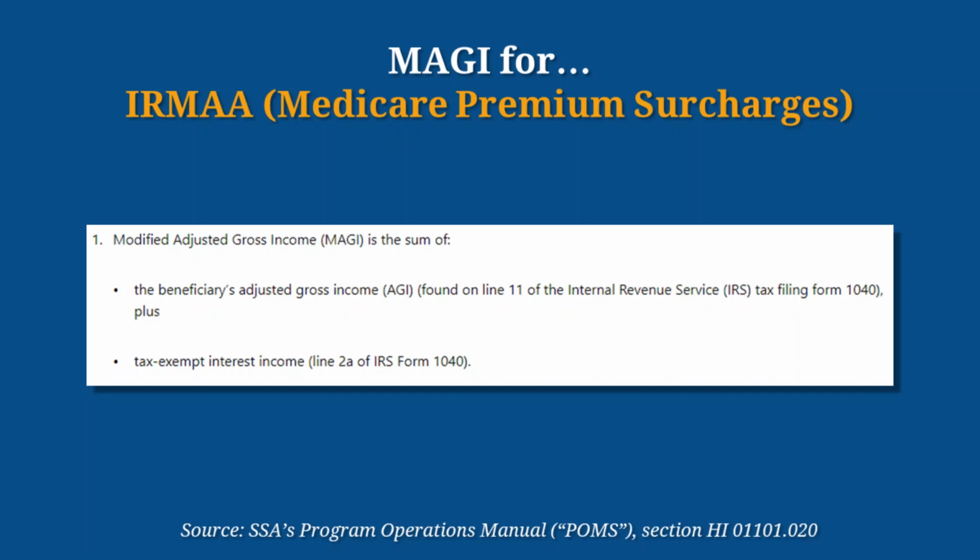This third MAGI is by far the simplest. It's the MAGI used to determine if you will have to pay additional premium amounts for Medicare. These surcharges are known as IRMAA, or Income-Related Monthly Adjustment Amounts. This MAGI starts with your AGI and simply adds to it any tax-exempt bond interest, such as interest you received from owning municipal bonds in a normal brokerage account.